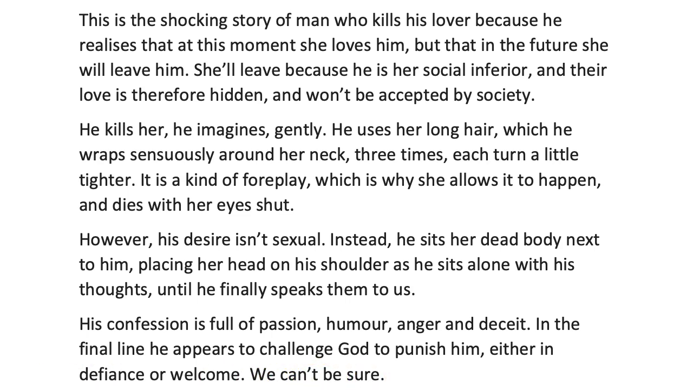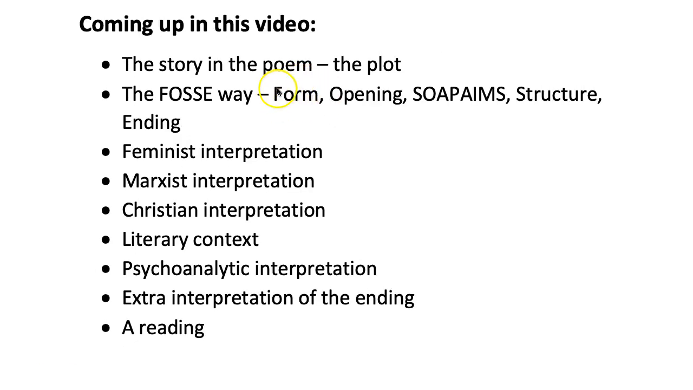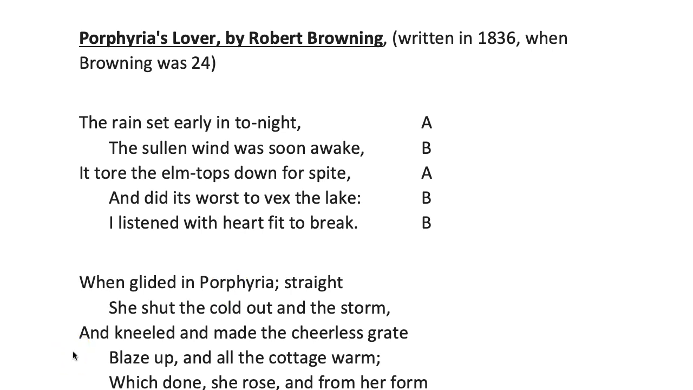It's quite unsettling. Right, the first part of the Foss way is form. And when you start writing about form, you're automatically at grade 7 and above. And that's why I suggest you write about form first so you don't forget. Well, there are 3 obvious features of the form which we're going to look at. Number 1, this is written as a dramatic monologue, which means we only get one side of the story from the speaker.